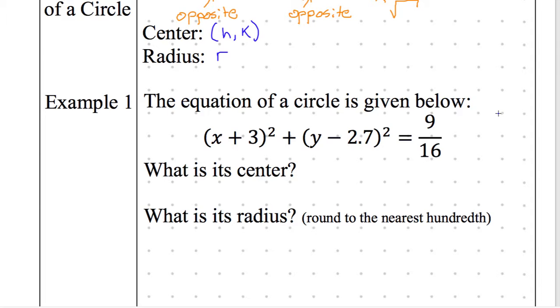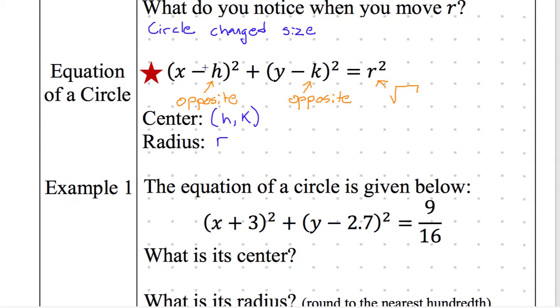What is the center? One person knows, two people know. India, go for it. You're really, really close. So you're right in thinking that the x-coordinate is going to be 3, well, something with 3, and the y-coordinate is going to be something with 2.7.